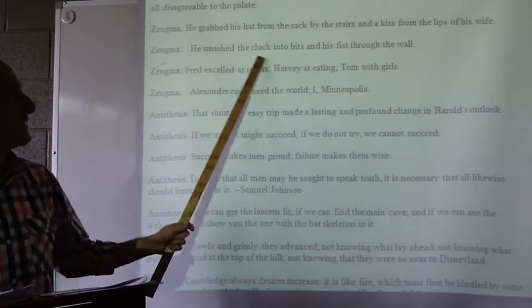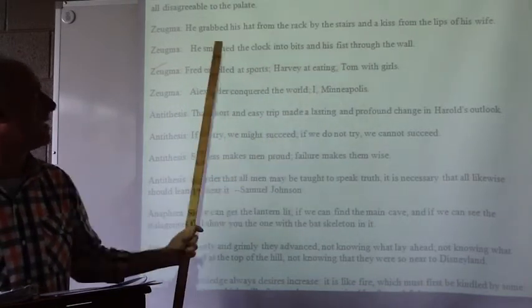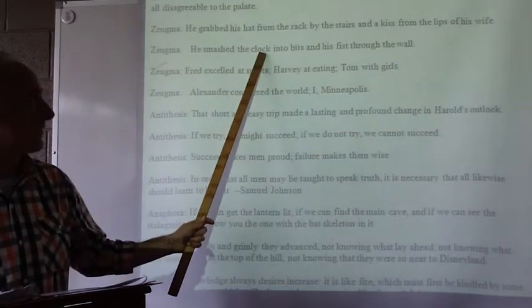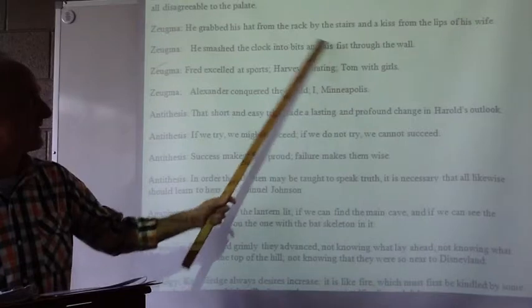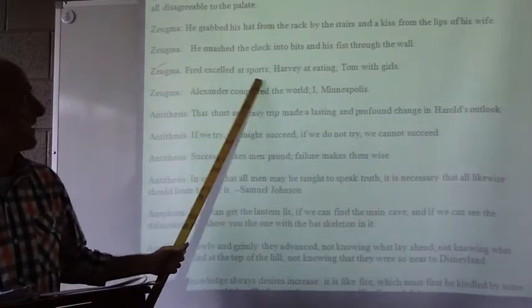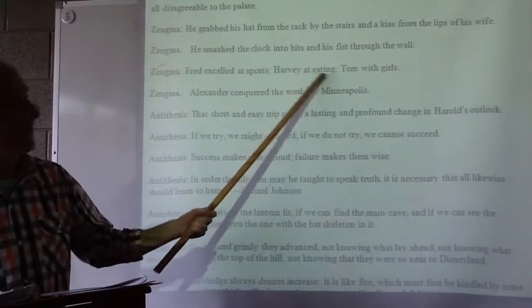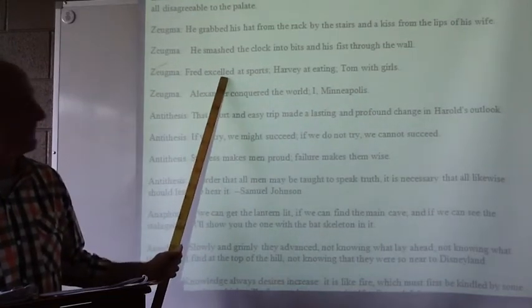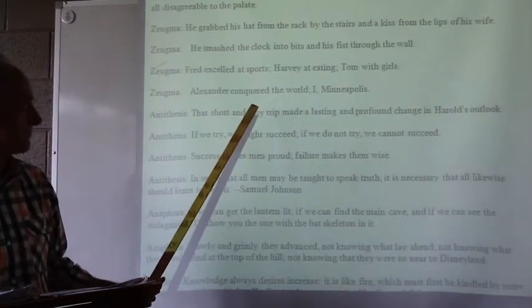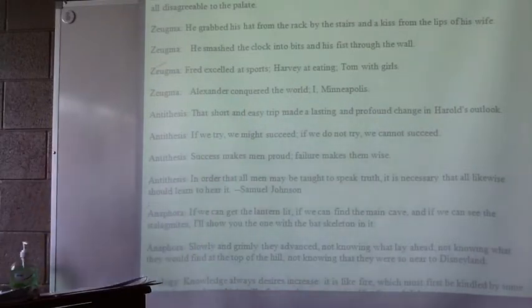He smashed the clock into bits and his fist through the wall. A verb with a direct object. This one's not expected. Fred excelled at sports. Harvey excelled at eating. Tim excelled with girls. So excelled would be our common verb, right? So those are zeugmas.